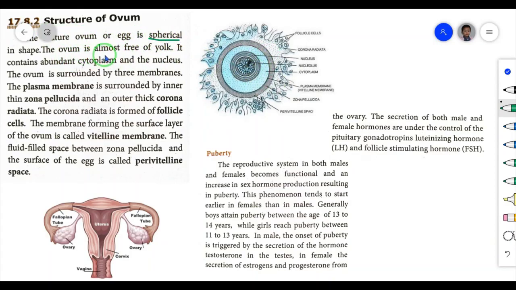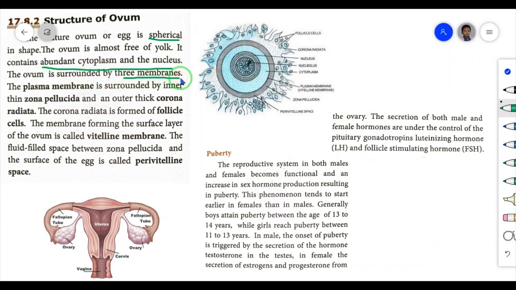The ovum is almost free of yolk. It contains abundant cytoplasm, a large amount of cytoplasm, as well as a nucleus inside the ovum. The ovum is surrounded by three membranes.